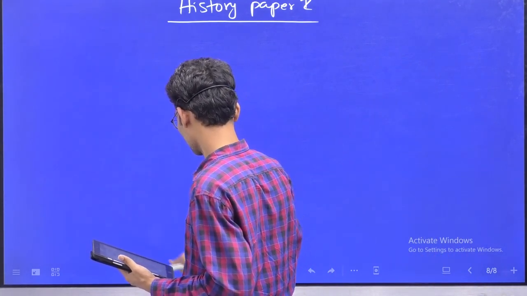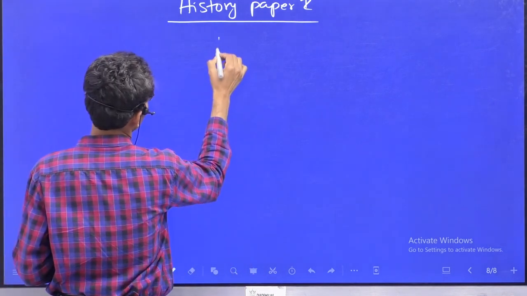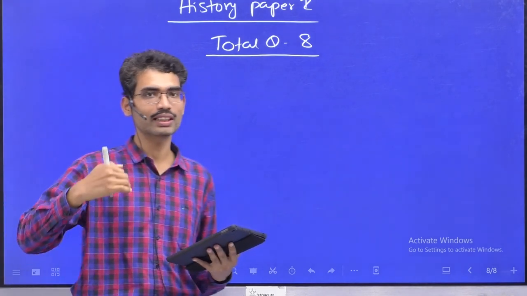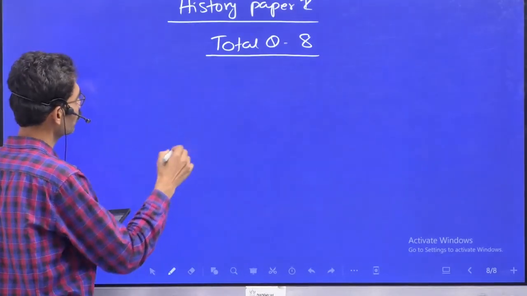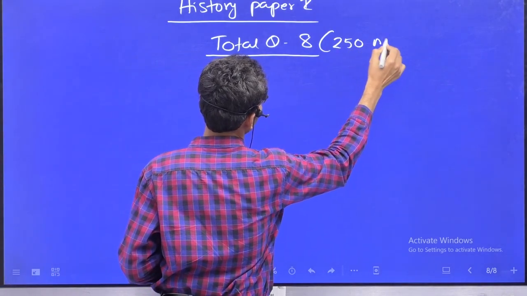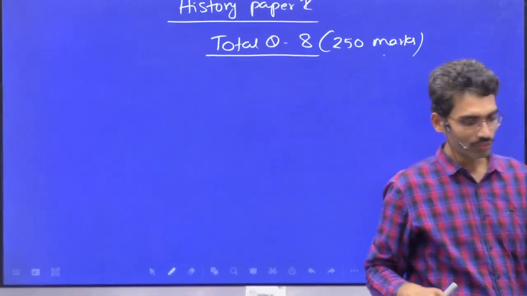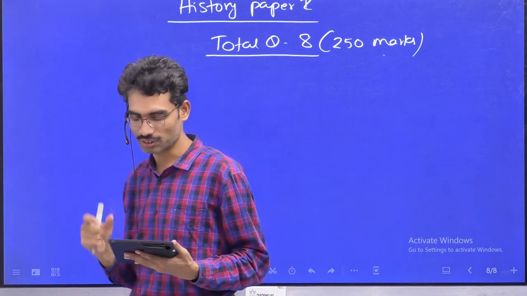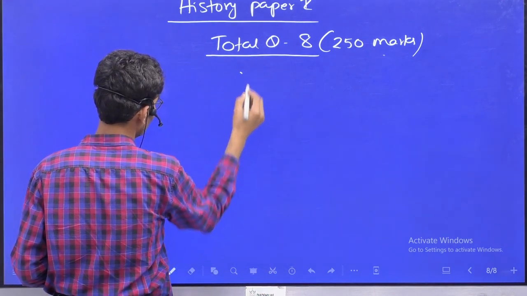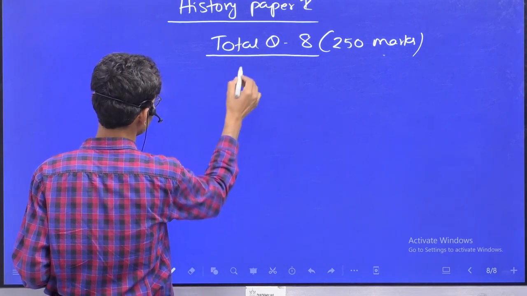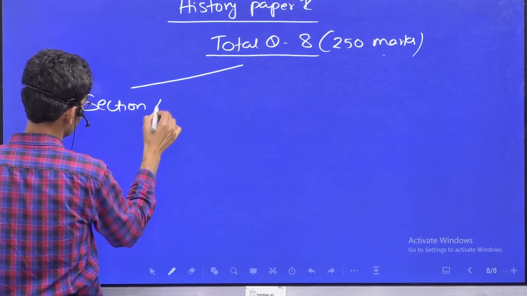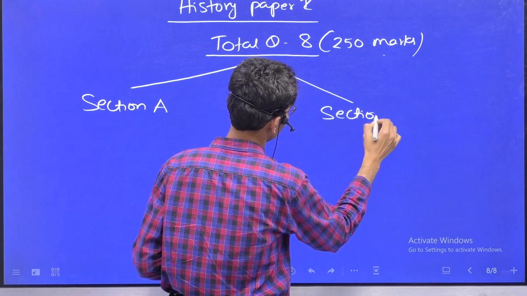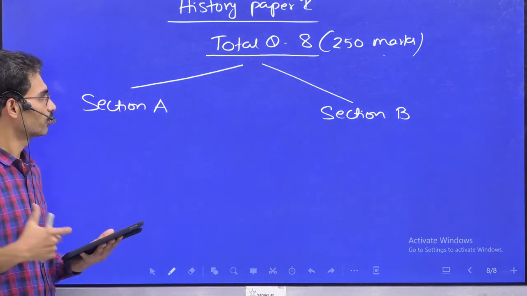Now, here, total questions, 8. So 8 questions. Again, every question will contain some subsections, sub questions also. So total questions, 8, 250 marks. So total number of marks, 250. And for these 250 marks, 8 questions will be given. These 8 questions are divided into 2 sections. Here, section A. Section A contains 4 questions. Next one, section B. Section B contains 4 questions.